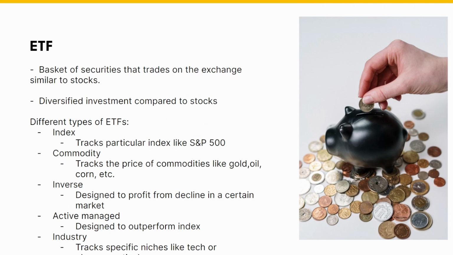Next, we have ETFs. ETFs are a basket of securities that trades on the exchange just like a stock. The difference between a stock and an ETF is diversification. A stock represents shares within a single individual company, whereas ETFs offer shares of multiple companies.